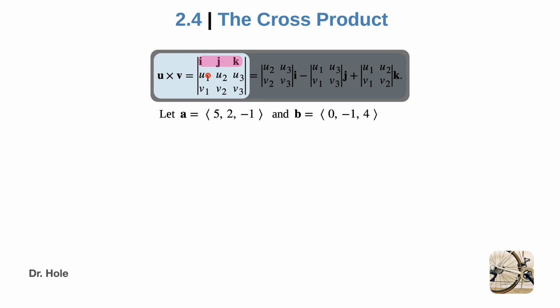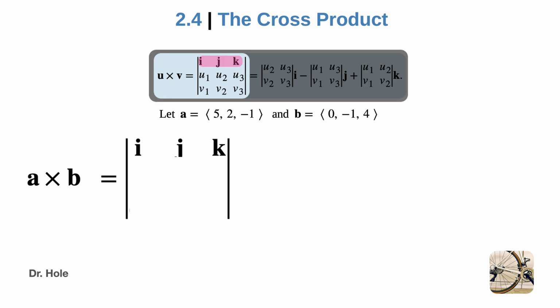We're looking at the determinant of a 3 by 3 matrix and highlighting that the first row is filled with vectors, the standard unit vectors, IVec, JVec, and KVec. Let's go ahead and do that. AVec cross BVec, set up to fill out a 3 by 3 matrix. Fill in the first row with IVec, JVec, and KVec.